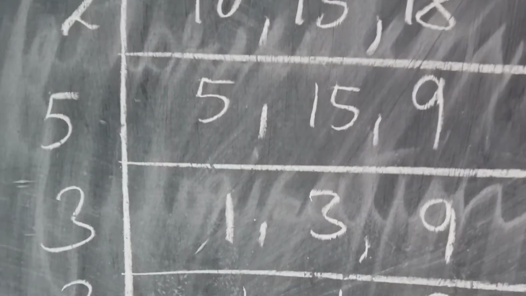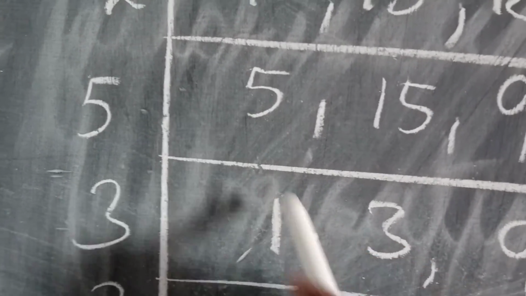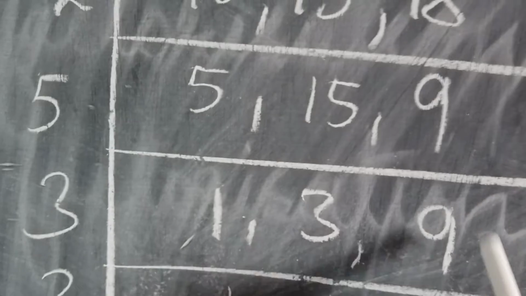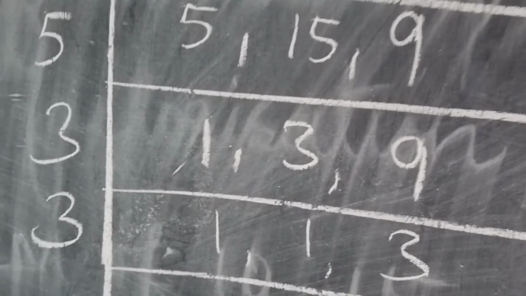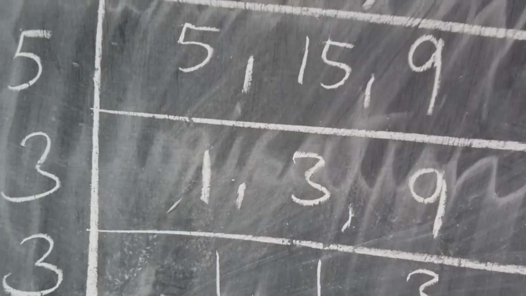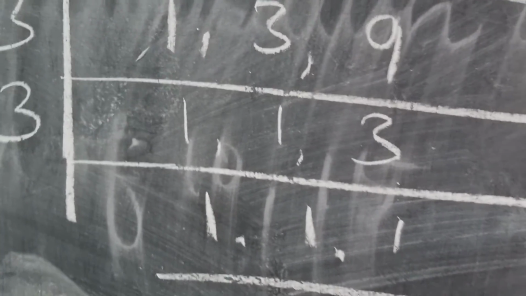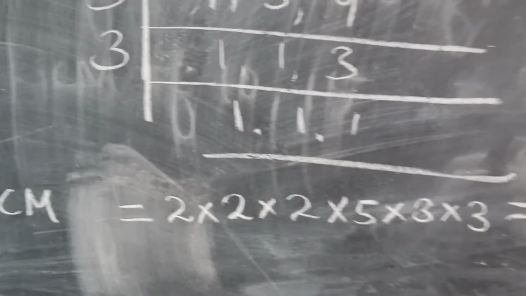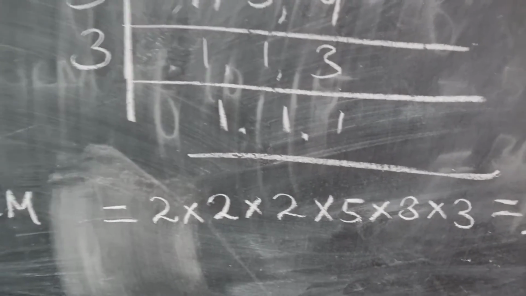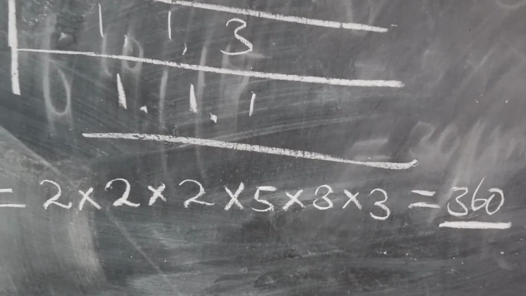Then again 5 we are doing. 1 5 is 5 and 3 5s are 15, and 9 as it is we are bringing down because it is LCM. Then 3 again, 1 as it is, then 1 3, then 3 3s are 9, again 3, 1, 1, 1. When we multiply, we get 2 into 2 into 2 into 5 into 3 into 3. That means 360 is the answer.